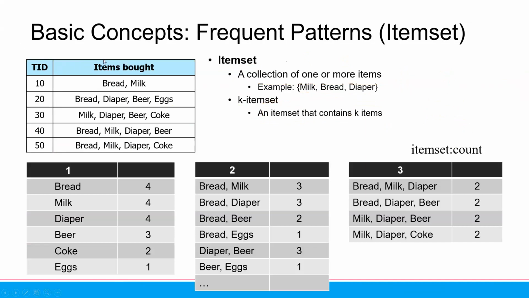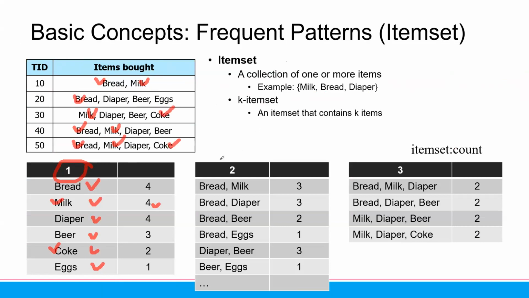Let's see this one. We can check the frequent pattern when K equals 1. When K equals 1, we can check every single item. Bread: how many bread? 1, 2, 3, 4. How many milk? 1, 2, 3, 4. So we put 4. How many Coke? We have 1 and 2. So we will check all the frequencies.